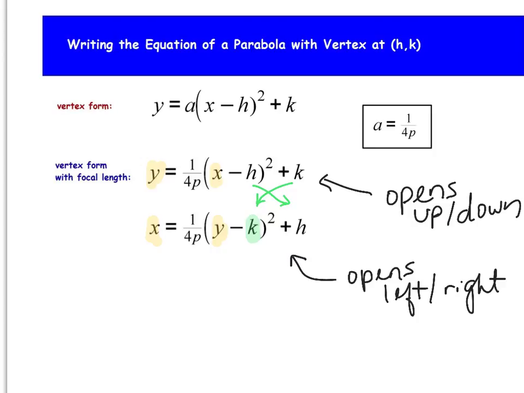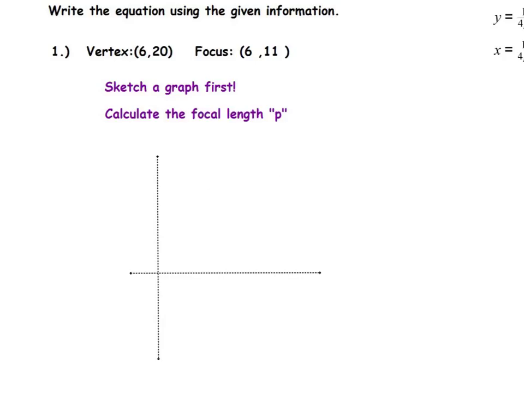So our goal today is to be able to write the equation given some information. We might be given the vertex, the focus, or the directrix. And using any of that information, we want to be able to write the equation. Our first example starts with the vertex and the focus given.